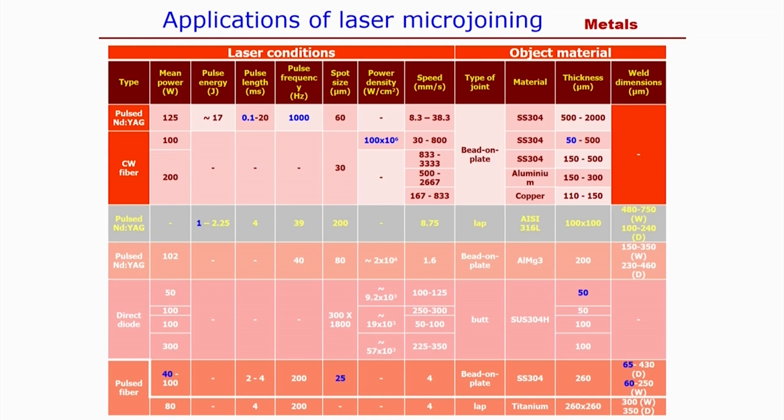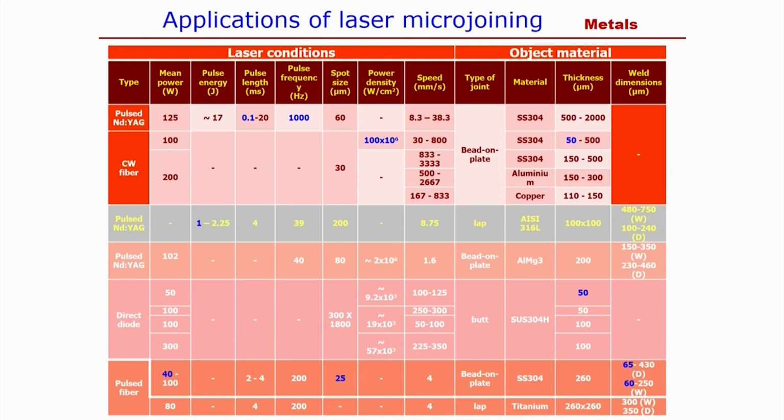Here, if you see, the power density reaches a maximum of 100 into 10 to the power 6 watt per centimeter square, probably around the formation of the keyhole, and that comes from the continuous wave fiber laser. And normally bead on plate welding, lap joining and butt joining, this type of welding joint has been performed using different types of lasers and on different materials: stainless steel, aluminum, copper and titanium.